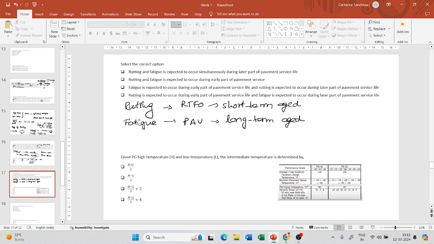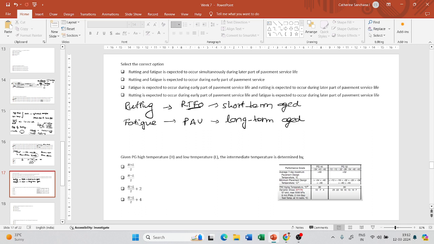When you initially lay the pavement, the bitumen is soft, and with time the bitumen ages and becomes stiff. So in the latter part of the pavement service life, you expect fatigue to be dominant over rutting. Though rutting will also occur, fatigue will be dominant because the stiffness has increased. In the earlier stages, the bitumen is sufficiently soft, and so you are expecting rutting to happen. That is why you use an RTFO aged sample, which is a short-term aged sample.